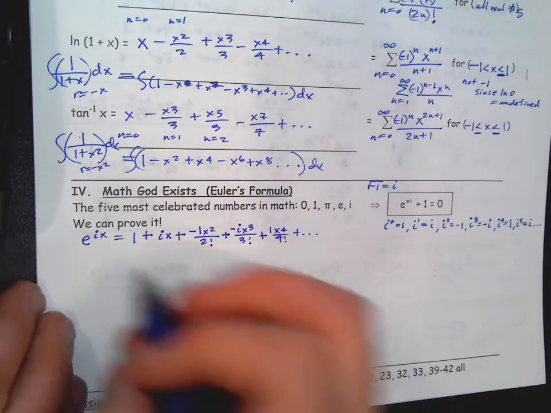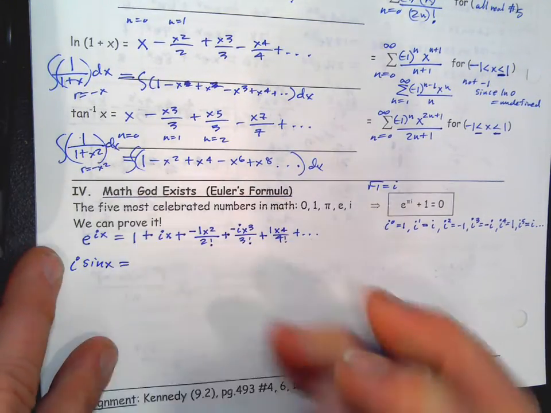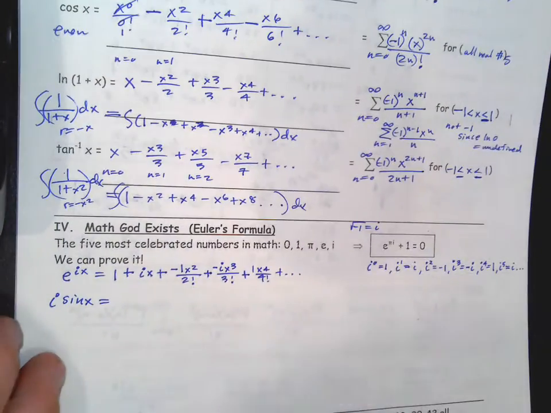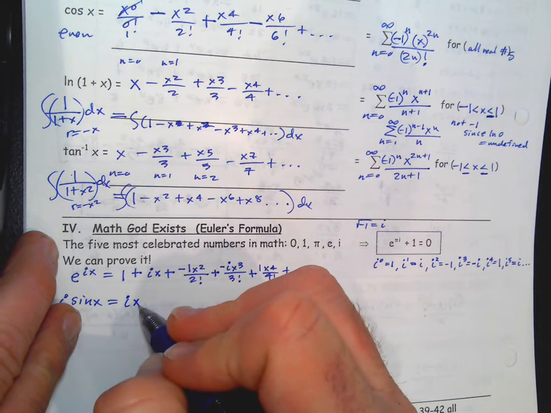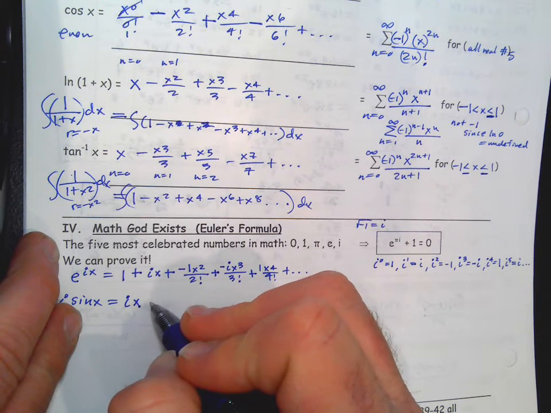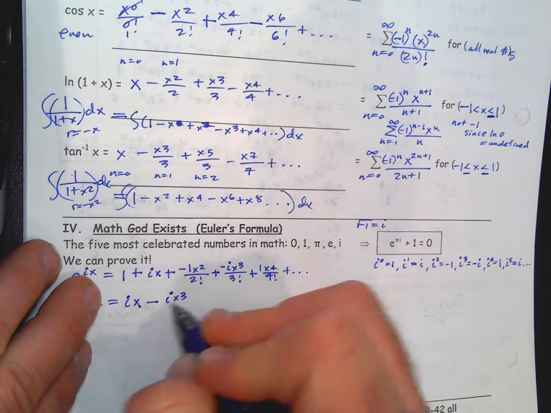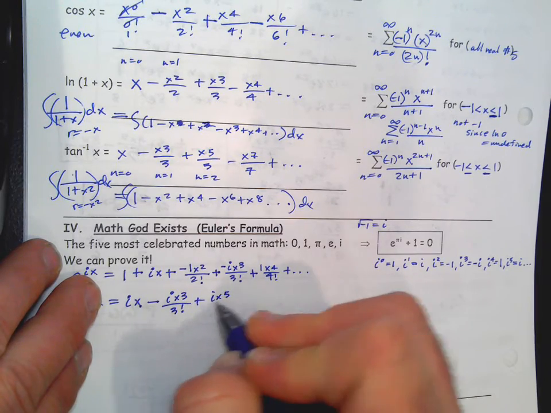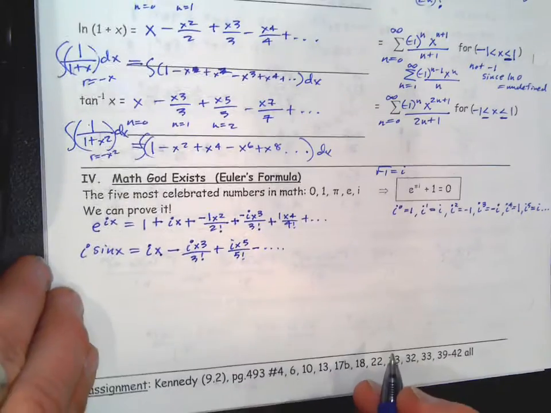And then let's do I sine x. I sine x is just taking the sine x series and multiplying everything by an I. It doesn't get almost any simpler than that. So you just multiply what sine x is by an I. Everything gets an I. So you have ix minus I x cubed over 3 factorial plus I x to the 5th over 5 factorial, and we'll keep going.